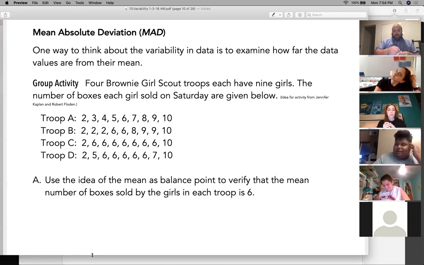5 and 7 are both 1 away from 6, and 2 and 10 are both 4 away from 6. Exactly. So that's also the balance point. So the only question is B. So B is a little tougher, right?